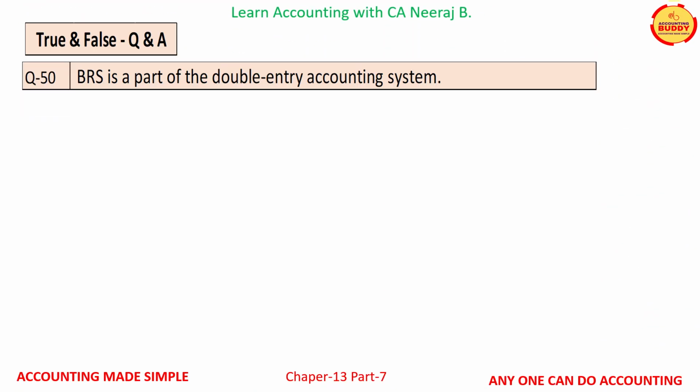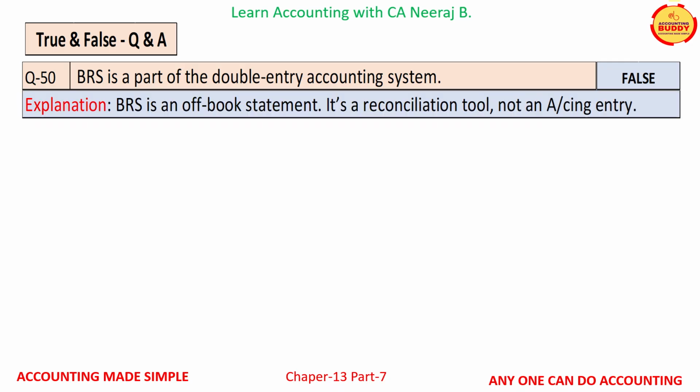Question number 50: bank reconciliation statement is a part of double entry accounting system. This is a false statement. Bank reconciliation statement is an off-book statement. It's a reconciliation tool, not an accounting entry.